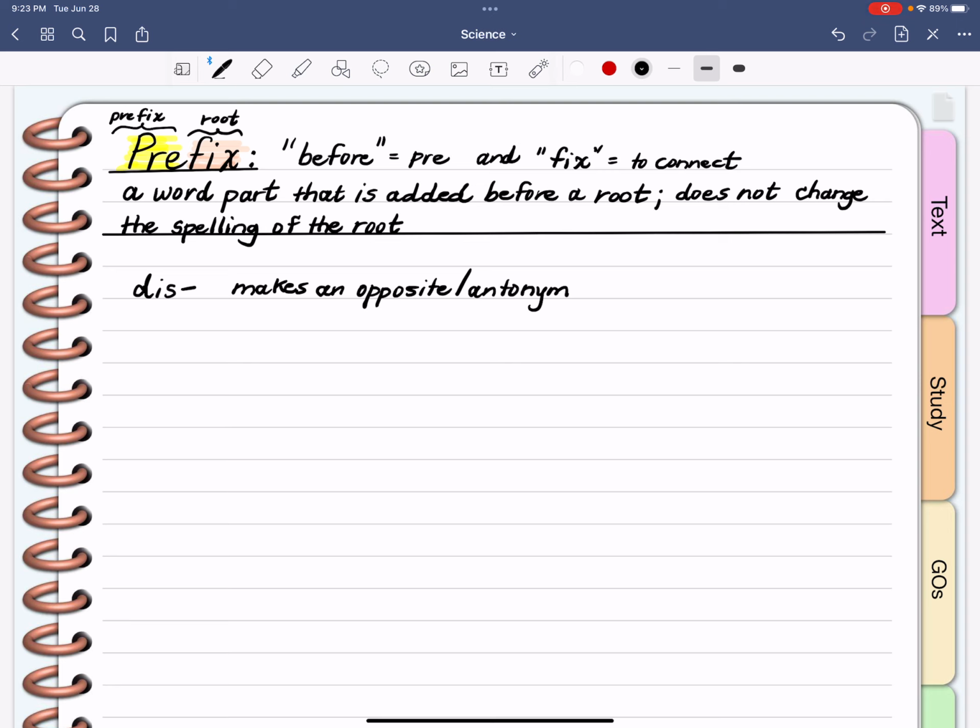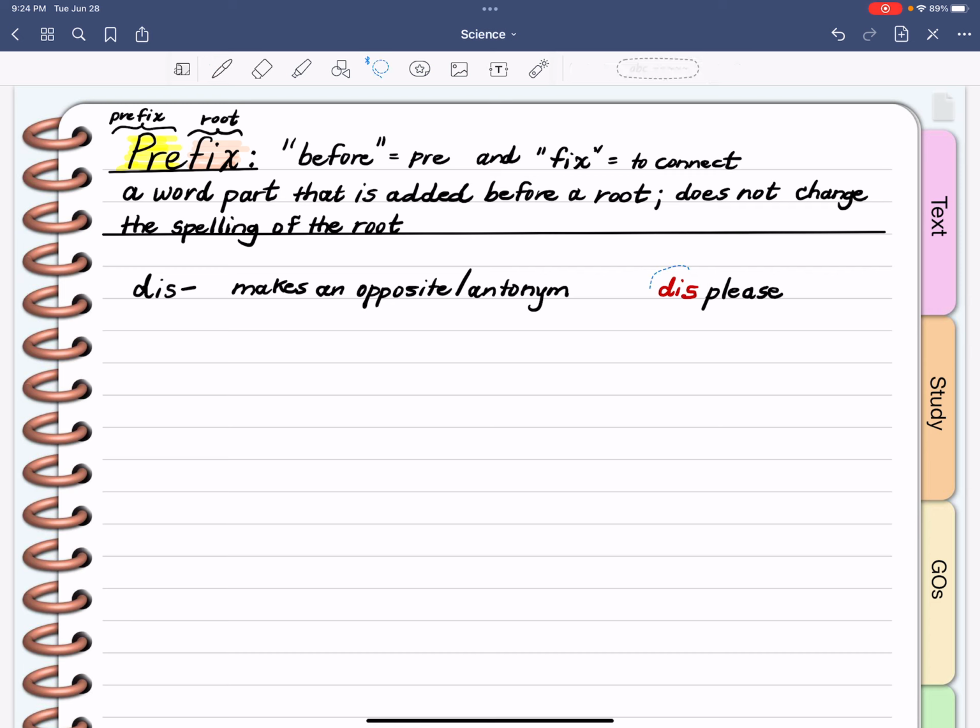So let's take the root please. If you please someone, what does that mean? How are you making them feel? Happy, right? If they're pleased, they're happy about something. So what if I add the prefix dis? What have I done? I've turned that happiness into anger or unhappiness. Displeased means you're not happy.